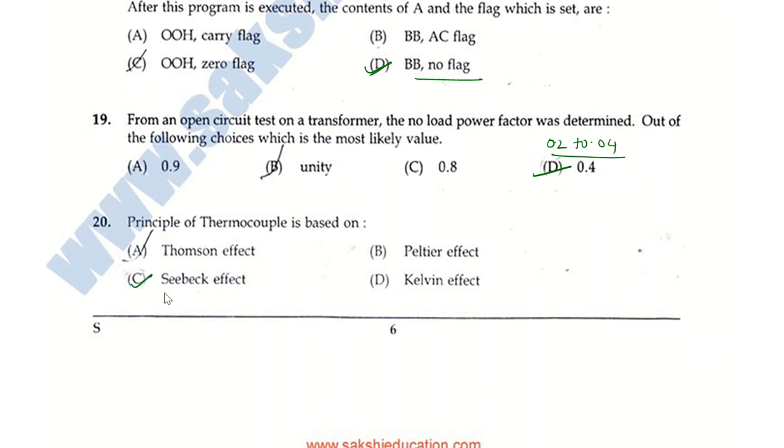The Seebeck effect is whenever you give an input to two wires of different materials, they will experience a temperature difference at the output. What is the input you are giving here? The input is the temperature, and the output will be proportionally EMF. So the input to the wires is the temperature difference, and the output you are getting is the EMF or current.